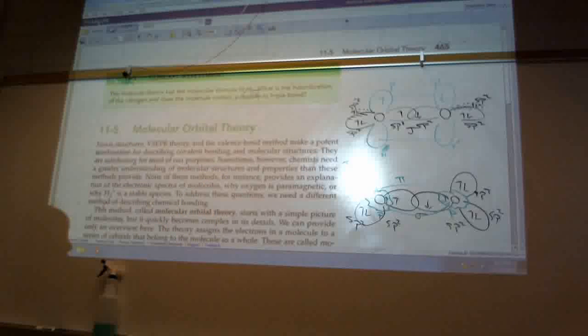All right. Before we leave this, though, what do we use this kind of information for? We use this information to map out the electron cloud in the molecule, and so we're looking at the electron cloud.